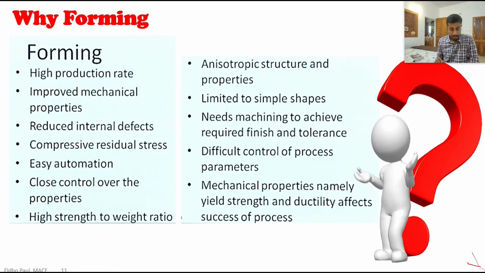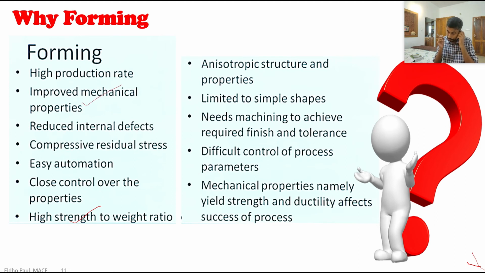So the next important advantage is the high strength to weight ratio. Compared to another process, the compressive force is applied in this process, so the strength to weight ratio will be high in case of these metal forming operations. This high strength is because of the improvement of the mechanical properties. And these are the main advantages of the metal forming process.